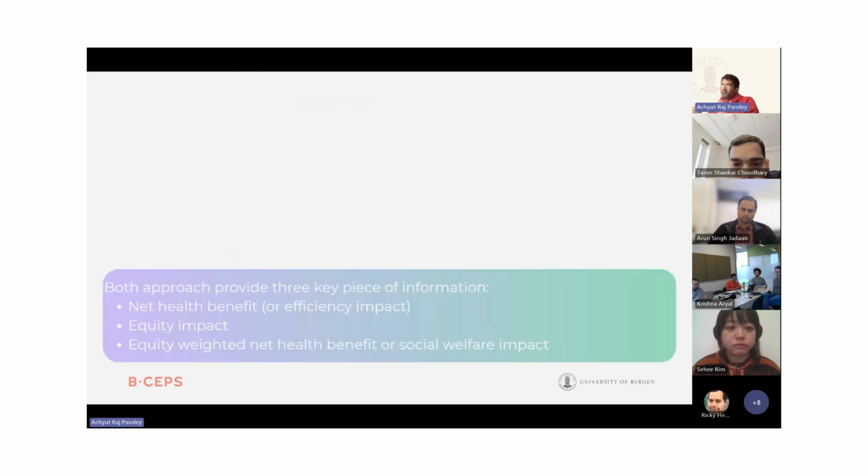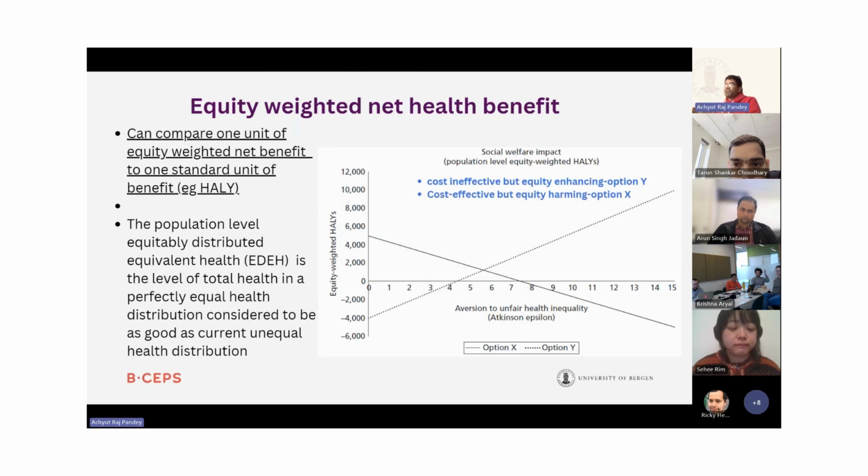So I will just display how the equity weighted net benefit plots look. This is the equity weighted net benefit plot. This plot facilitates comparison, or let's say with this plot, one can compare 1 unit of equity weighted net benefit to 1 standard unit of benefit. So we have two lines here, intervention X and intervention Y. Intervention X is cost effective but equity harming. Intervention Y is cost ineffective but an equity enhancing option.